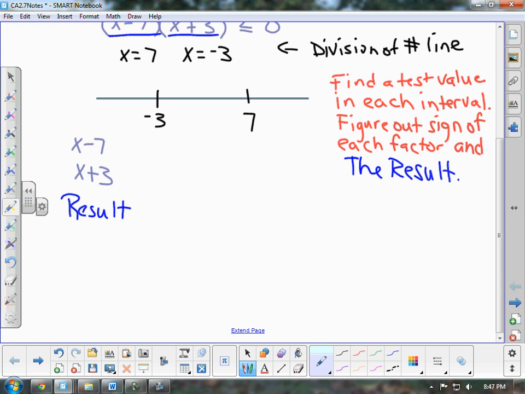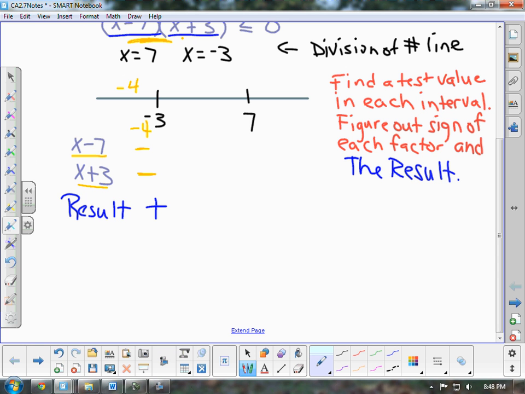In our first interval here, from negative infinity to negative 3, you need to pick a value somewhere, so we're going to try negative 4. If you substitute negative 4 into x minus 7, negative 4 minus 7 is going to be negative 11. All we're worried about is the sign, so it's a negative. And when you substitute negative 4 into x plus 3, you're still going to be negative, because negative 4 plus 3 is negative 1. And when you multiply those two factors together, a negative times a negative, the result is a positive.